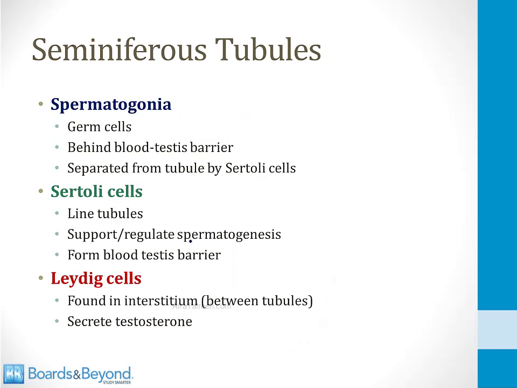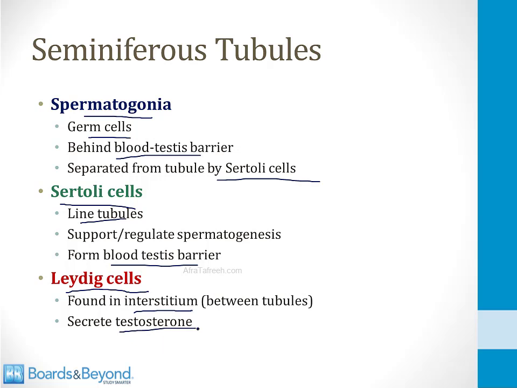So just to review, because these are important points, listed on this slide are the cells you can find in the seminiferous tubules other than the spermatozoa and the spermatocytes. So you can find spermatogonia, which are germ cells. They're behind the blood-testis barrier. They're separated from the tubule by Sertoli cells. You can also find the Sertoli cells, which line the tubules and support and regulate spermatogenesis and form that blood-testis barrier. And then finally, you can find the Leydig cells. They are outside of the seminiferous tubules. They're in the interstitium between tubules, and they secrete testosterone, which acts as a paracrine to stimulate the Sertoli cells.